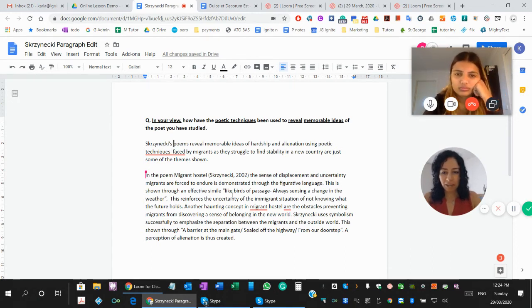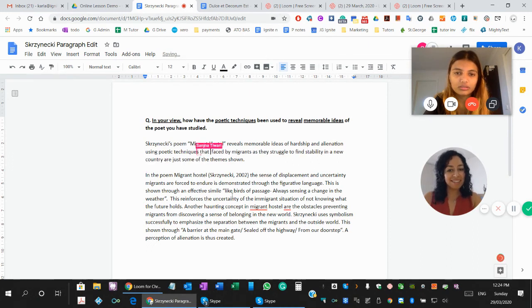So let's go from here again. So Shinesky's poems. Or how about we go Shinesky's poem because we're doing that particular one, right? So Migrant Hostel. We always identify that in the first sentence. Should that be reveal or reveals? Reveals. Great. Memorable ideas of hardship and alienation using poetic techniques. Okay, so that something. So some kind of show word, but don't use show because that's like really generic. Demonstrate. Great. Can you write that in?